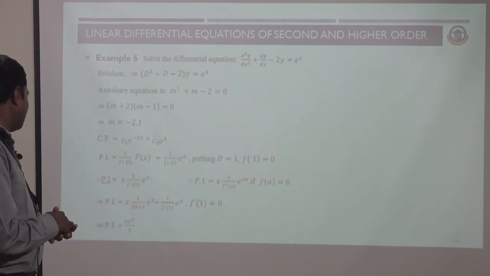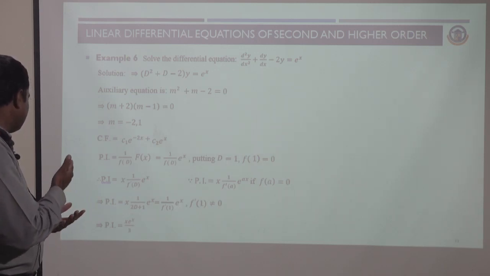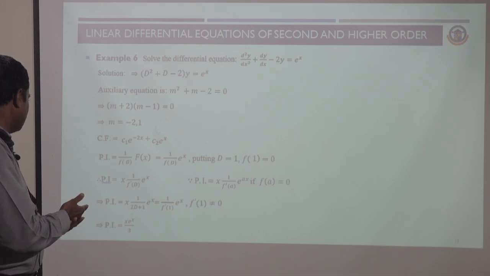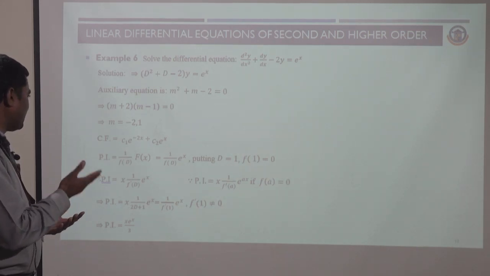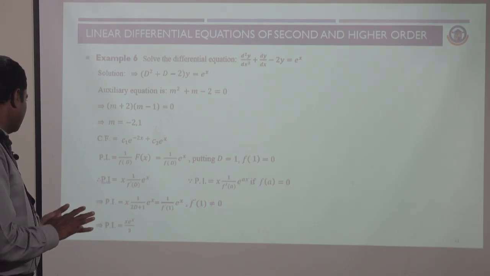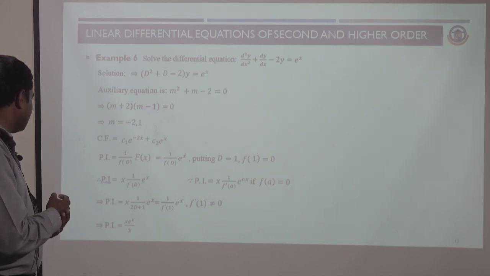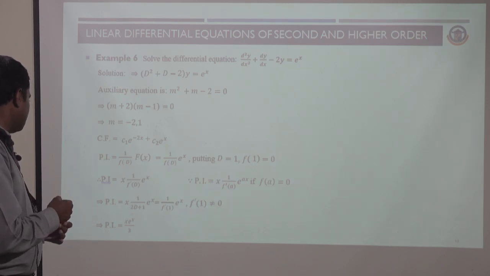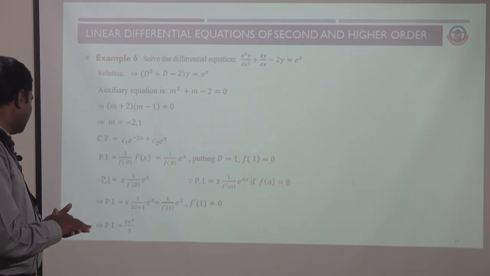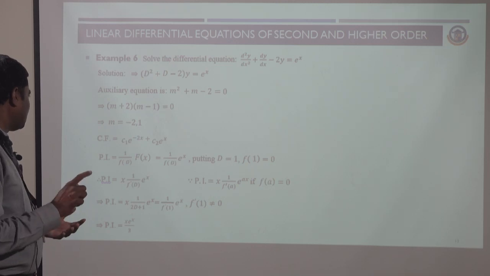Another simple example, with e power x on the right hand side. For the left hand side, as it is, we use the auxiliary equation, find the roots and the complementary function. Then the particular integral is very simple, e power 1x. So we substitute D is equal to 1. In this case the denominator, D square plus D minus 2 with D equal to 1, is 1 plus 1 minus 2, which is 0. So the denominator is 0, and we multiply by x in the numerator and differentiate the denominator D square plus D minus 2 with respect to D.